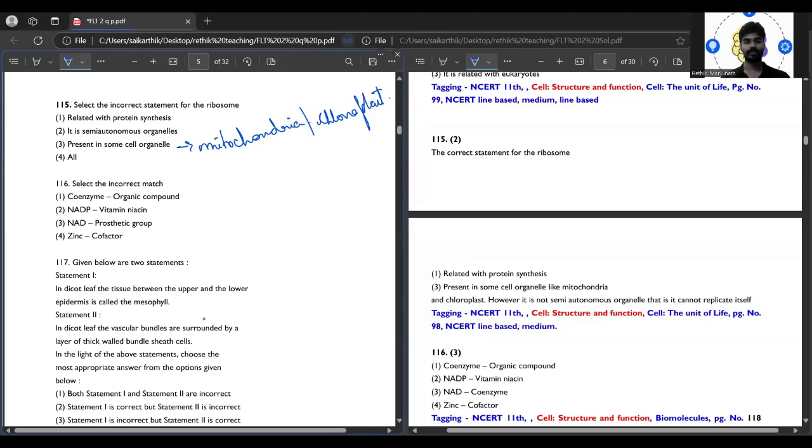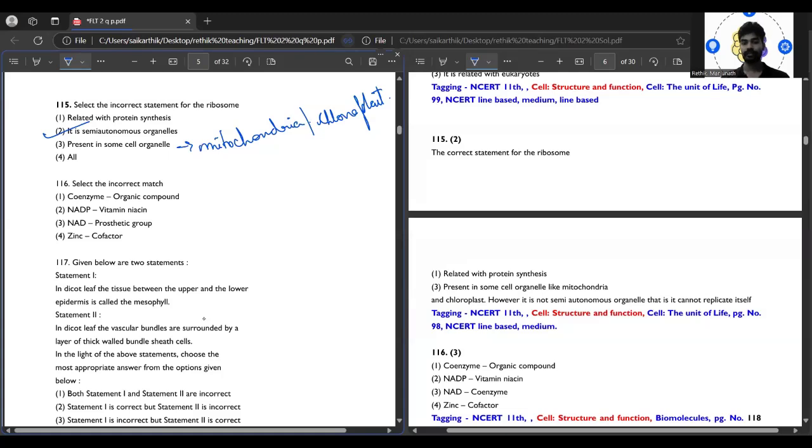So, what would be the correct one? "Semi-autonomous organelles" is actually wrong. It is an incorrect statement, so I'll go with 116. Select the incorrect match here. So what would be the incorrect match?